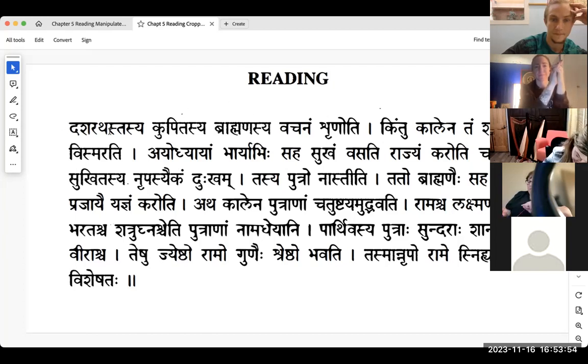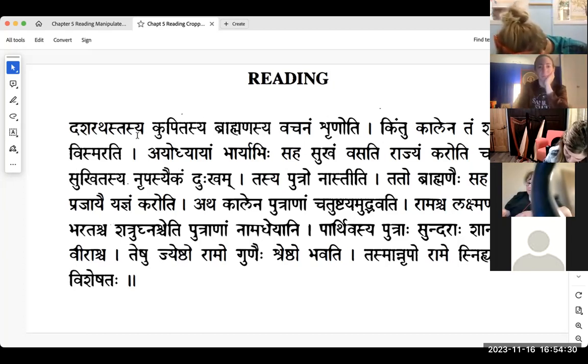Again, subject at the beginning, verb right at the end, object in the center. First do your verb, then do your nominatives, then do your accusatives, then start filling everything else in. Kupitasya and brahmanasya refer specifically to the vachana, but you also have a tasya there. That's your demonstrative pronoun. So Dasharatha heard, shrinoti, the vachanam, the speech, of that tasya, kupitasya, angry Brahmin.